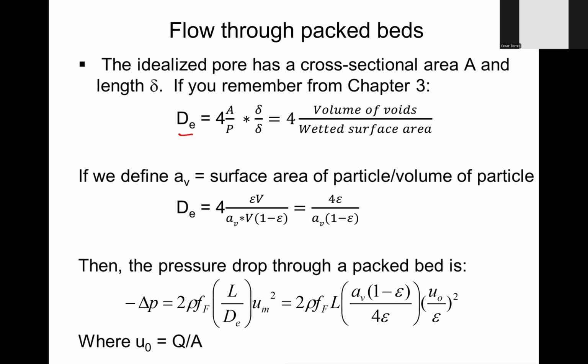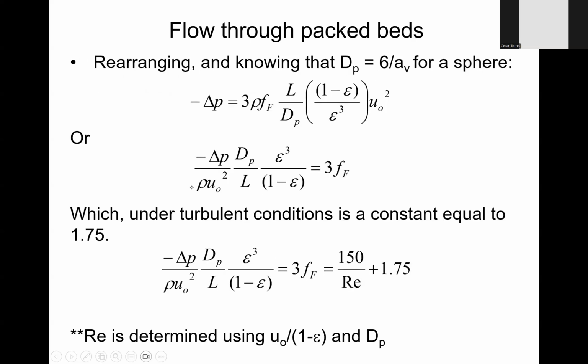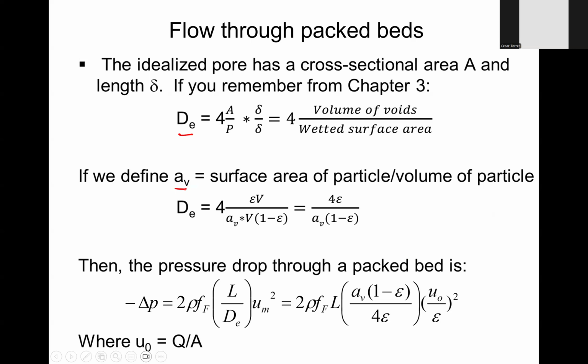If we define this term a sub v as the surface area of a particle over the volume of the particle, then we can somewhat simplify this equation. You see that I put here the area a_v here. You have now a concept of epsilon, which is the void fraction. So let me put it here. Epsilon is called the void fraction.